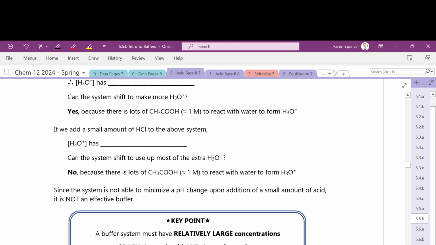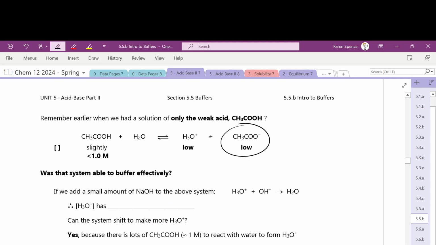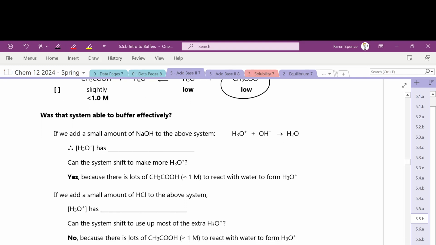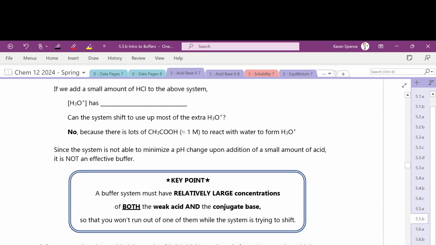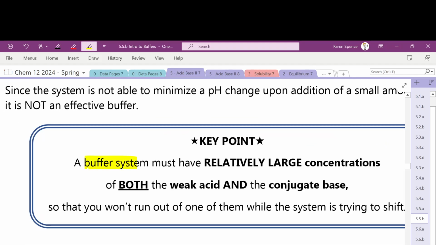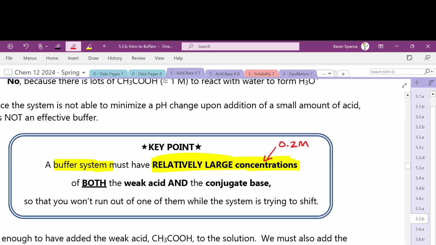We already talked about this. This is just sort of going over when if we didn't have enough of the base, you cannot actually shift to the left. So I'm not going to read through all of that, but I'm just going to highlight the key point here that the buffer must have relatively large concentrations. And by relatively large, that usually means 0.2 molar or more. And then I'm going to put ish, because really you can have less than that if you're planning on adding less acid, right?